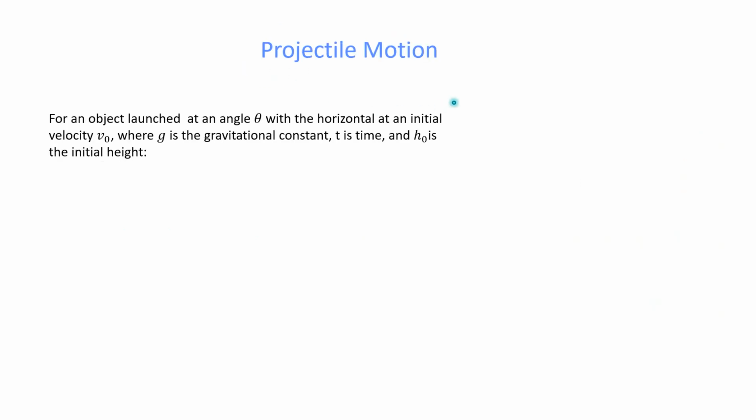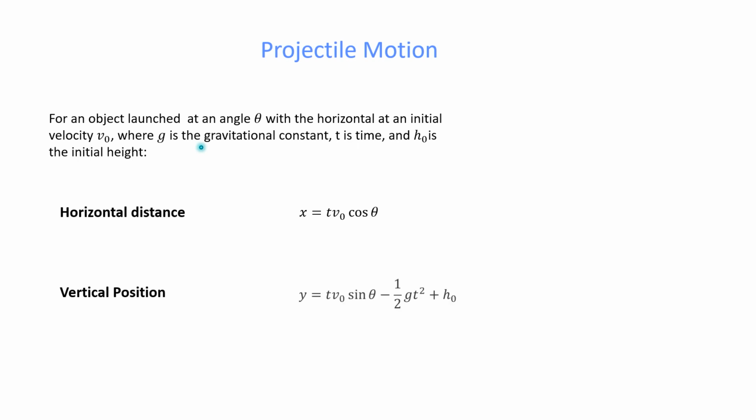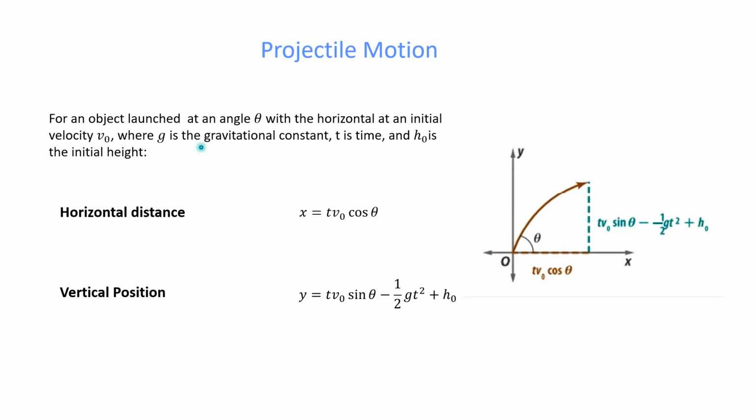Projectile motion. For an object launched at an angle theta with the horizontal at an initial velocity v0, where g is the gravitational constant, t is the time and h0 is the initial height. The horizontal distance can be given by x equal to t v0 cos theta and the vertical position can be given by the equation y equals t v0 sin theta minus half of g t square plus h0. So this is the angle theta, this is the horizontal distance and this is the vertical position.